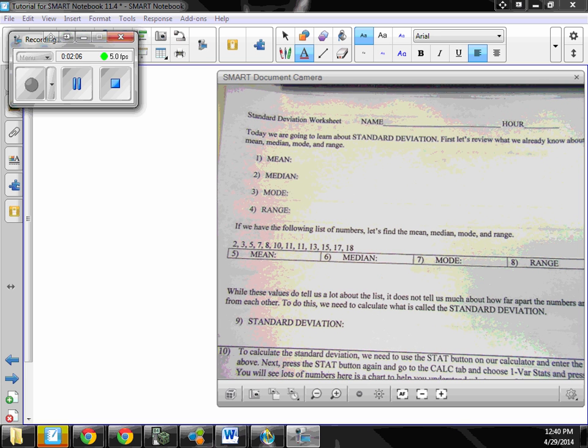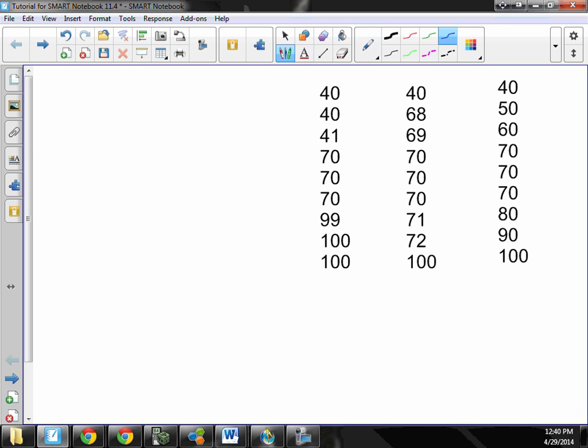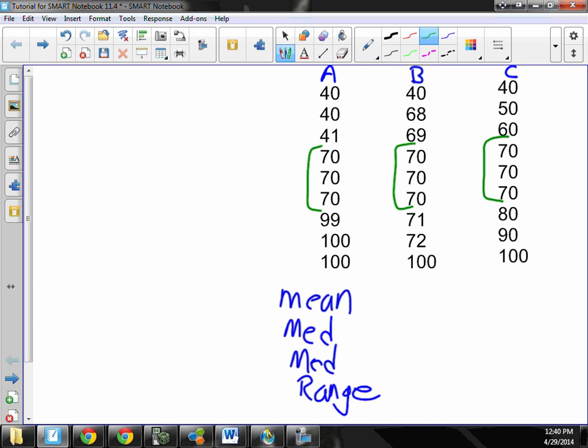All right. We're going to look at this set of data, so you can just watch this for a second. Now, I have put these scores up, and we're going to suppose that this was test A, test B, and test C. And we're going to calculate the mean, the median, and the mode of each of these. Oh, and the range. But I've made it super simple. If you look, they all have 70s. So the mode is going to be 70 in each one.